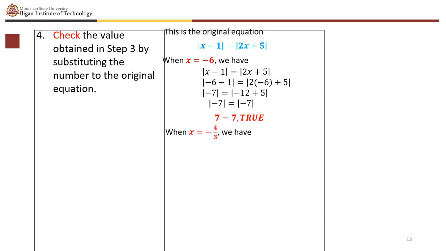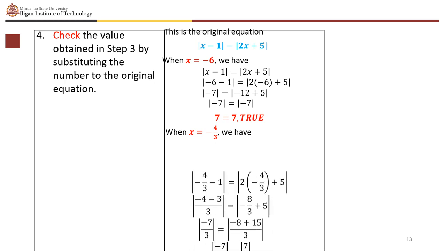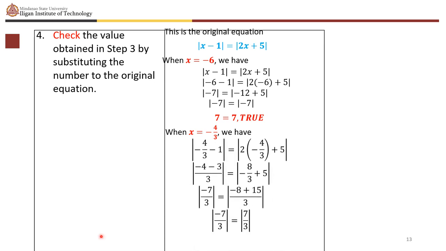Then when x equals negative 4 over 3, we have the following. That is the absolute value of negative 4 over 3 minus 1. So we replace our x here with negative 4 over 3. And then replace again our x here with negative 4 over 3. So you have 2 times negative 4 over 3 plus 5, that is its absolute value, which will give us, the LCD for this is 3. So we have here 3 times negative 1 will give us negative 3.